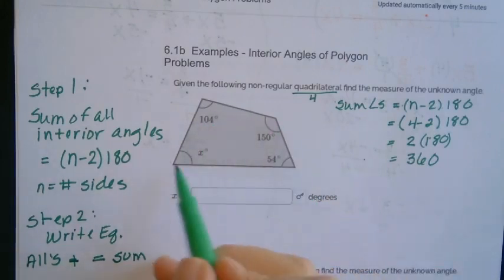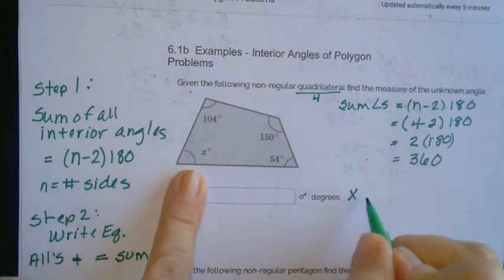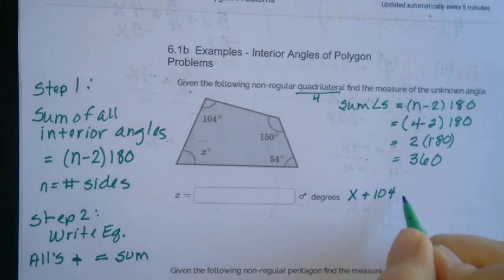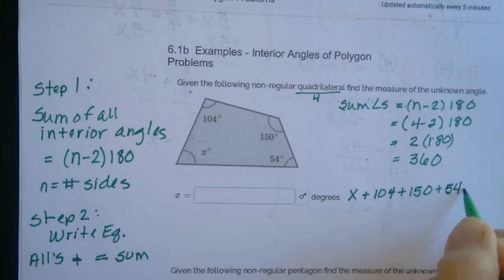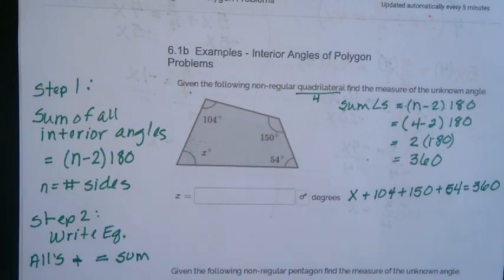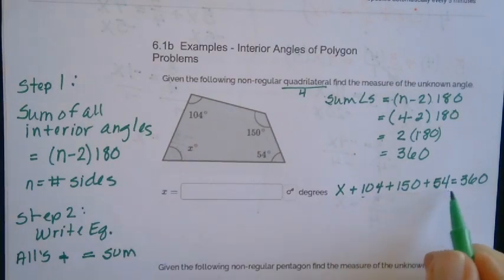So we're going to take all of our angle measurements, whatever we have written down, okay? So we have an X, we have 104, we have 150, plus 54, and all of those have to add together to be 360. Hopefully you have a calculator. It's going to make your life easier this chapter. It's better to have a regular calculator than one on your phone, but if it's just a phone, that's fine too.